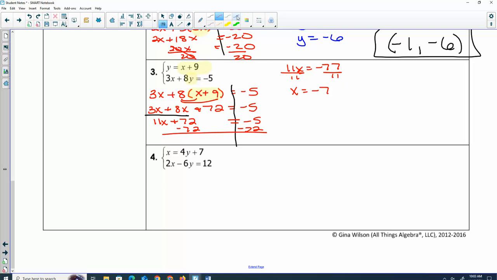Once you have x, what do you do with that? Put it back in. We have to plug it back in order to get y. You can do either equation, but it's probably easier to put it into the first one, because that tells me y is equal to x plus 9, but my x is -7. So -7 plus 9 is 2. So my final answer, x, then y, -7, 2.